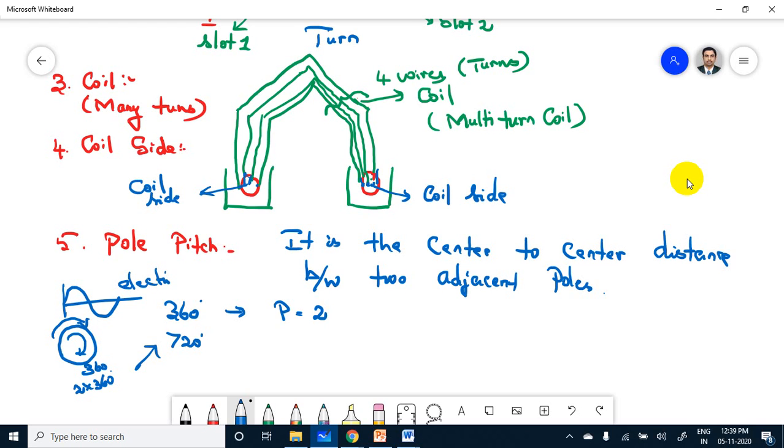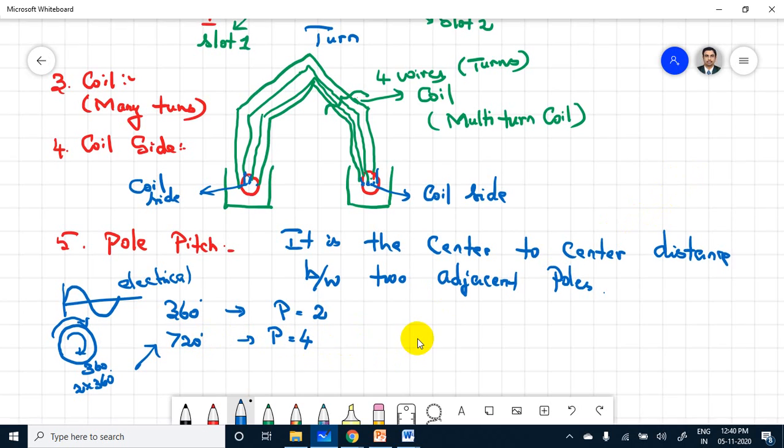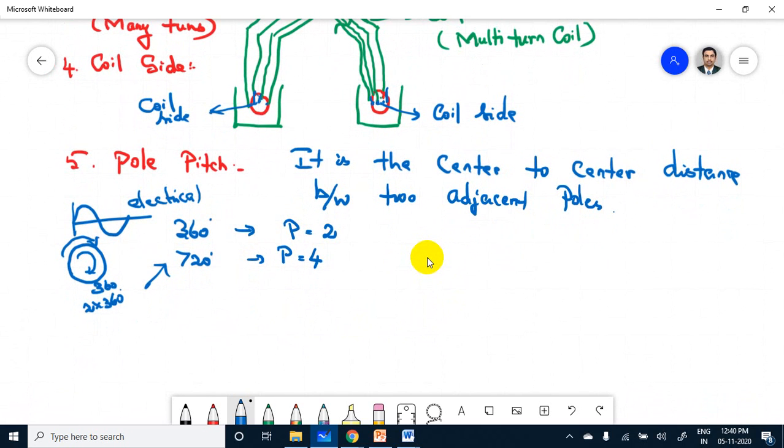Okay, all are electrical. Why electrical? Because you are talking about generators, alternators. These alternators convert mechanical into electrical energy. Whatever electrical energy is generated, that is nothing but electrical angles. Okay, 720 degrees electrical. Here the number of poles will be 4. For 720 it is 4. Like that, this is the relationship between number of poles and degrees. This degree we call electrical degrees.